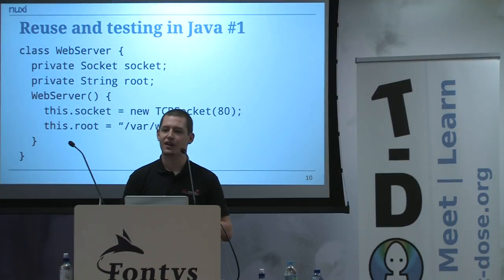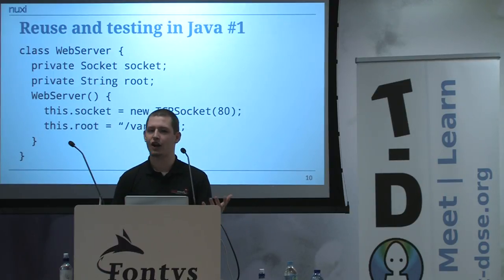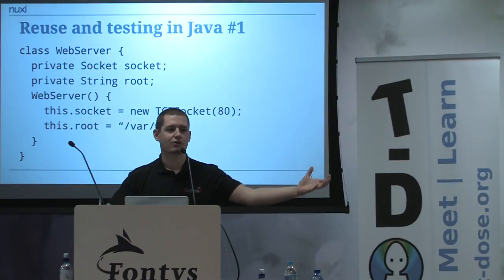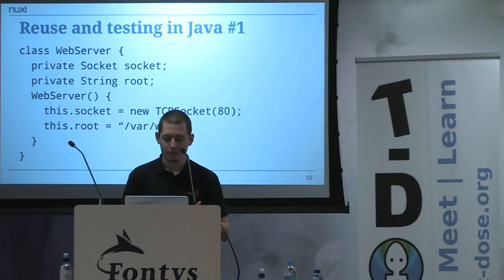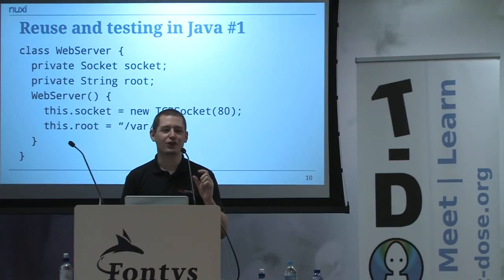You could, for example, implement this class like this, where the class has a constructor that internally creates a socket and sets a root directory to a certain variable, and it accepts requests on that HTTP socket and loads files underneath that directory in /var. A lot of people will agree with me that this is not a reusable and testable piece of code. You can only run this on your system once, because you can only run a single web server on port 80, of course. It also requires that you use the specific root directory, which is pretty bad.